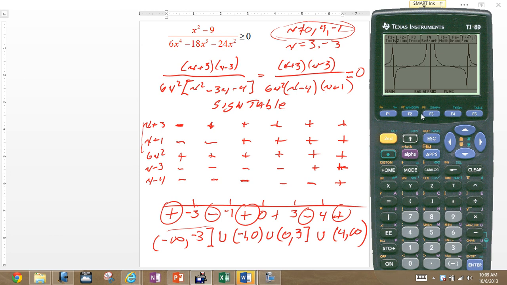Here's what's happening. The vertical lines are exactly the lines where the graph is not allowed to take on those values. That's the value of negative 1, 0, and 4. So at those values, it's not allowed to assume them.